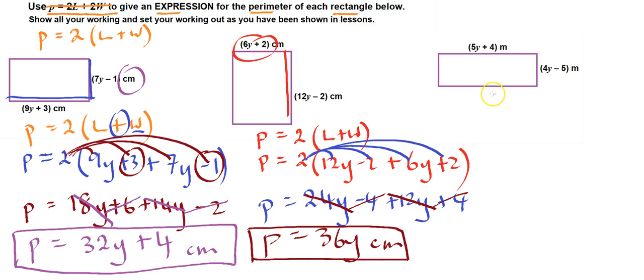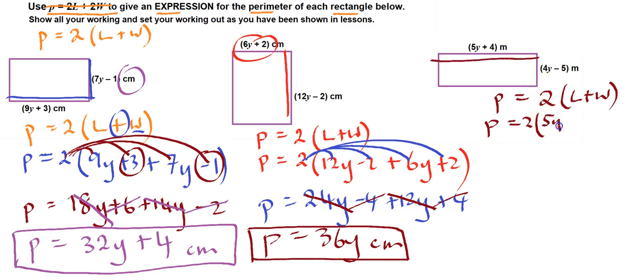And the final one, again, let's just start with the simple formula. Perimeter equals 2 times (length plus width). So let's plug in what we know. So 2 times the length, which is 5y plus 4, plus the width, which is 4y minus 5, and then we simply multiply out of the brackets.